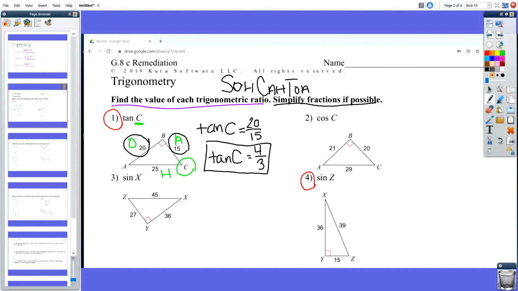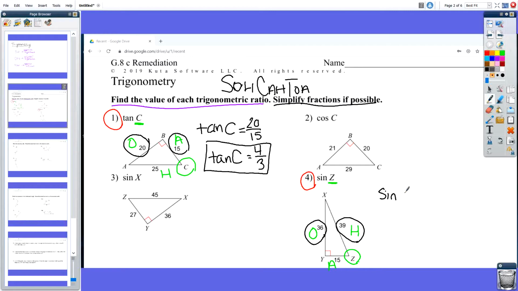So we can walk through the next one a little bit quicker. We're finding sine of Z. So I'm circling angle Z. I'm labeling my hypotenuse first, directly across from the right angle. Then I'm labeling my opposite side, directly across from the angle that I circled. And then my adjacent side is the last side. So I'm finding sine. Sine is opposite over hypotenuse. So I've got my opposite side and my hypotenuse.